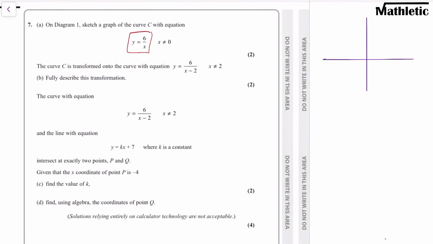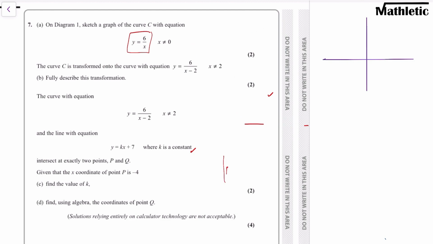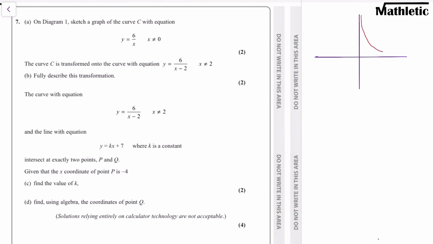For number 7, we need to sketch the curve of 6 by x. So the sketch of 1 by x is actually like this. It's on the first and third quadrant, and this will be parallel to the y-axis and x-axis because we have asymptotes at the x and y-axis. 6 by x is basically 6 into 1 by x, right? So the 1 by x graph will just be a little steeper. That's it. The shape and everything is same. It's just a steeper curve. So you can actually sketch 1 by x. It's similar to 6 by x. So that's the sketch.